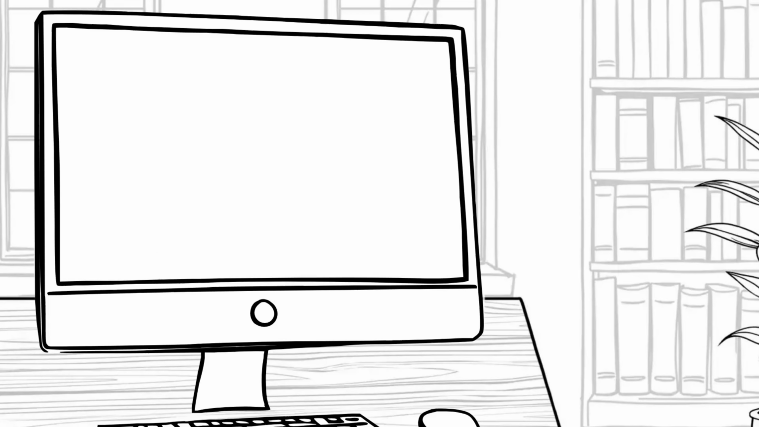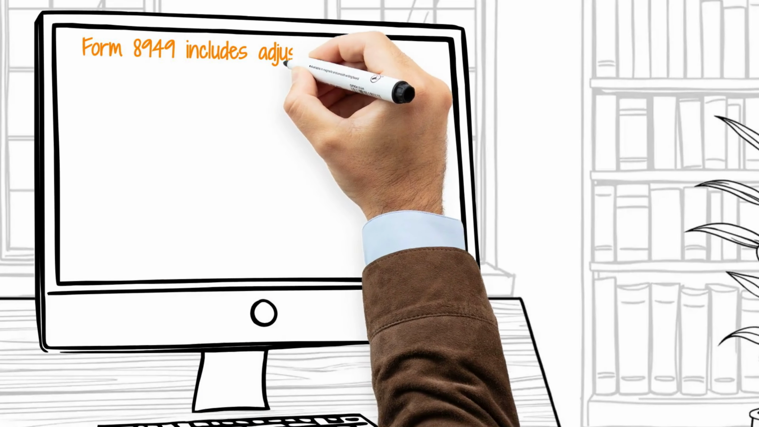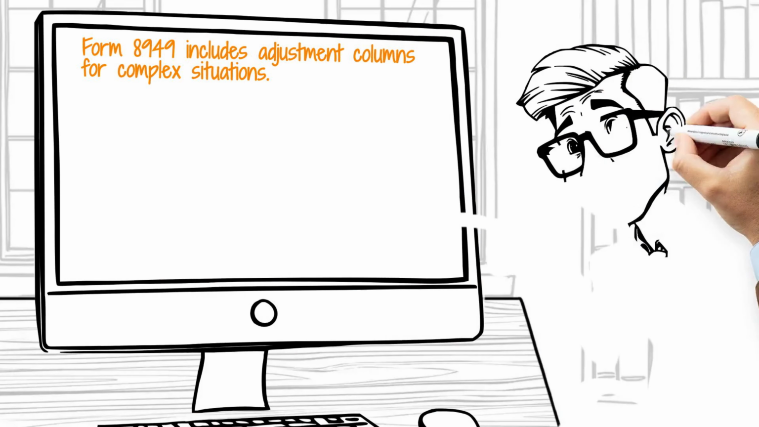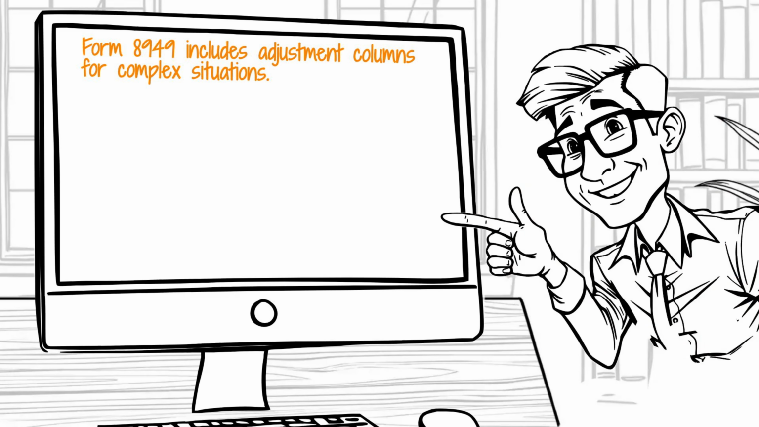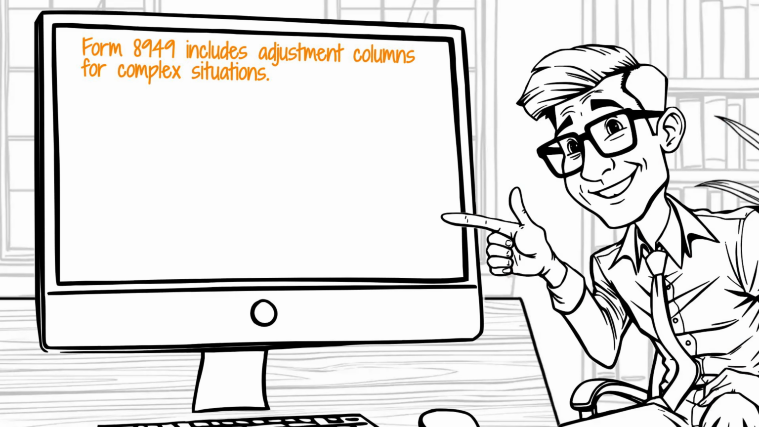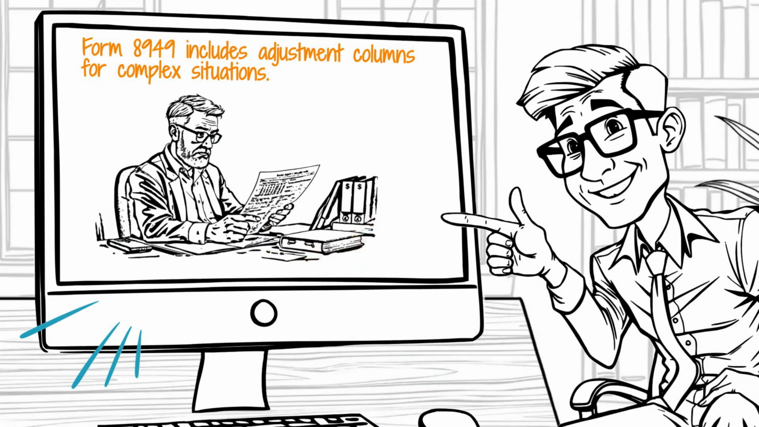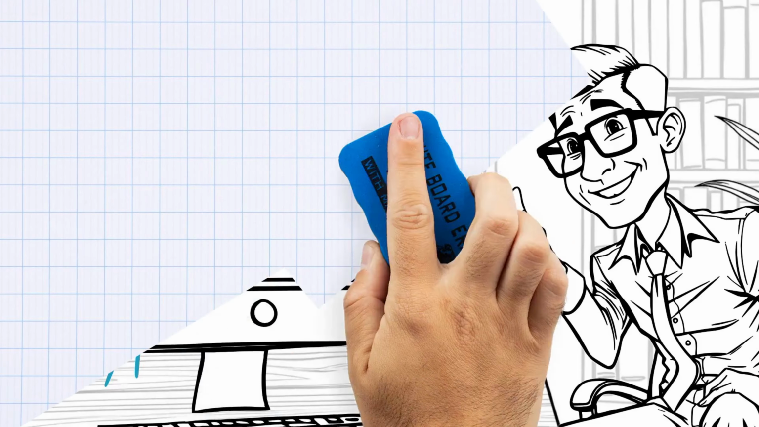Then come the adjustment columns. This is where Form 8949 really earns its keep. Adjustments are used when the numbers don't tell the whole story. Maybe your broker reported an incorrect basis, maybe part of a loss is disallowed, maybe a wash sale applies. Each of these situations gets handled here.